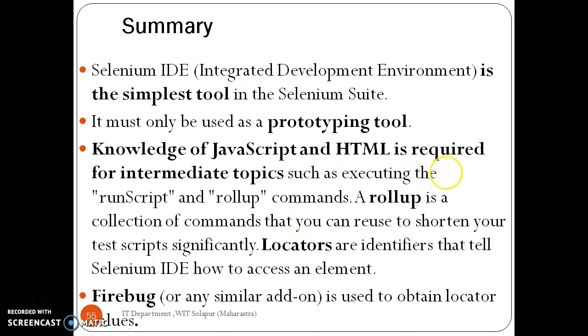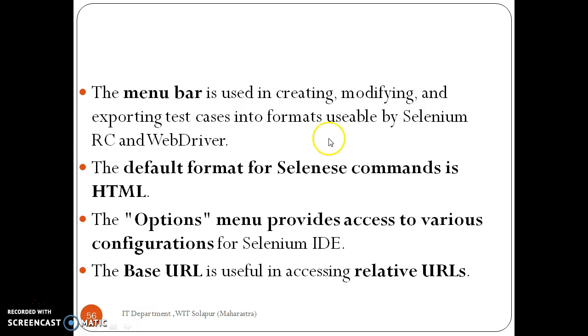Locators are the identifiers that tell Selenium IDE how to access an element. Next is Firebug, a similar add-on used to obtain the locator values. The menu bar is used in creating, modifying and exporting the test cases into formats usable by Selenium RC and WebDriver. The default format for Selenium commands is HTML. HTML is the default format to view the source code.